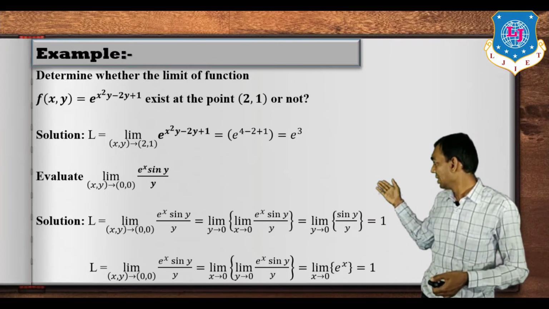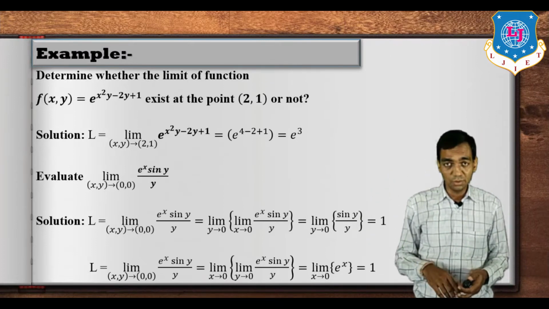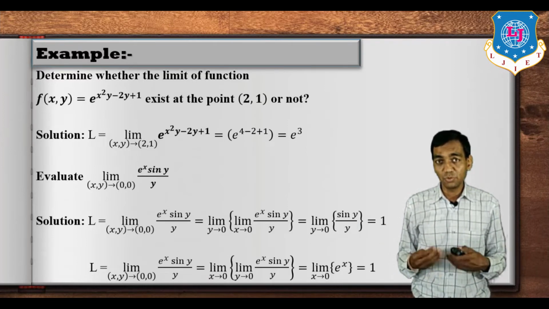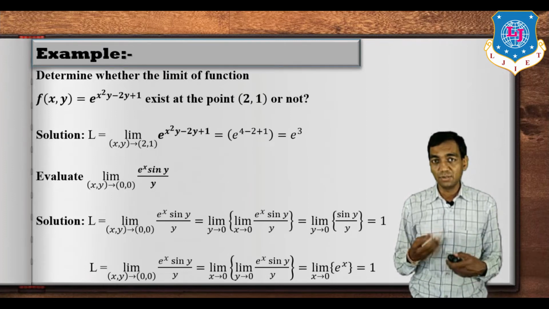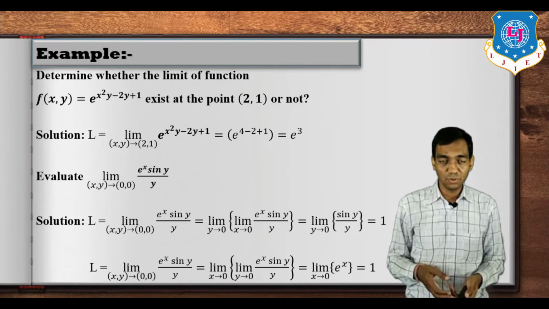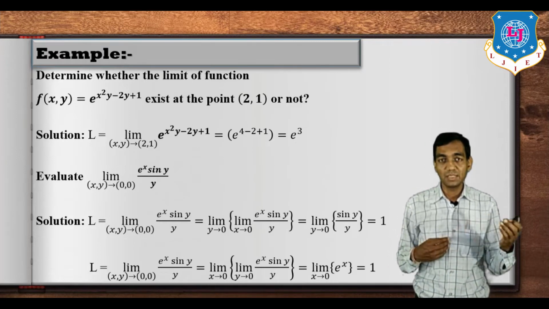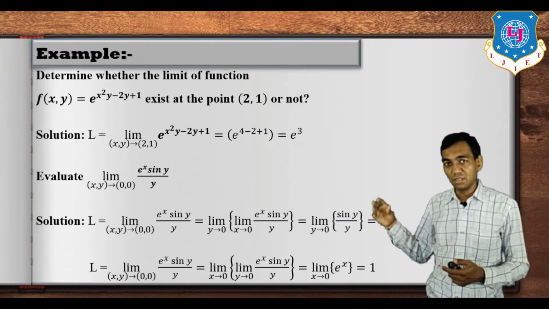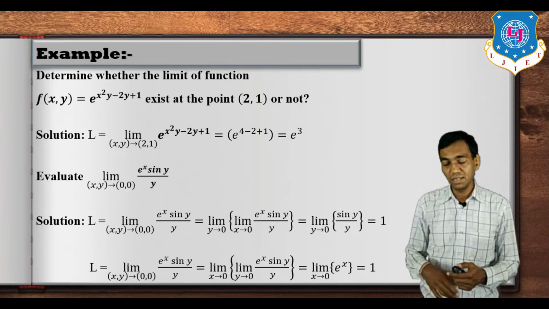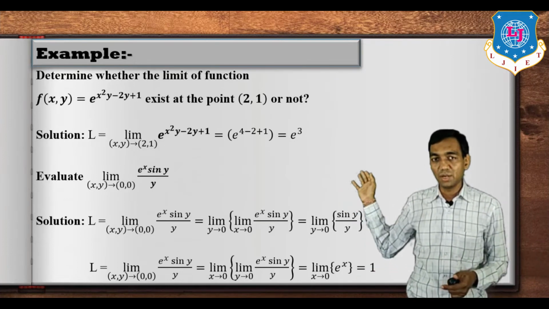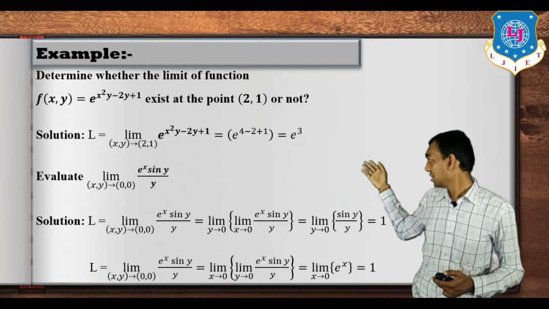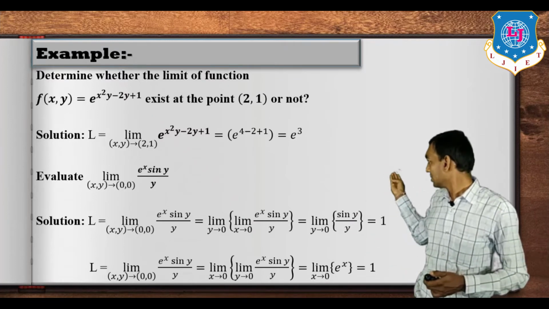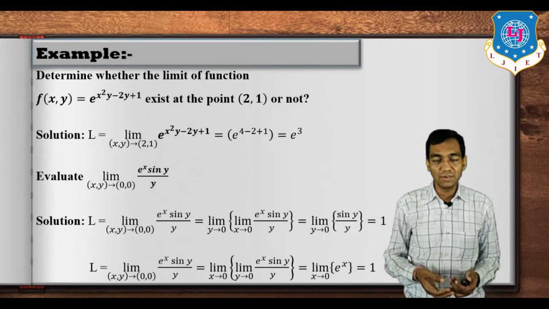But in the case of the second example, the limit as (x, y) tends to (0, 0) of e^x times sin y upon y. In this case, if you put in the value, then e^0 is 1, but sin 0 has a value 0 divided by 0, so the 0 by 0 form is there. So we are going to apply the iterated limit. That means first limit x tends to 0, then secondly limit y tends to 0, and vice versa, first limit y tends to 0, secondly limit x tends to 0. In the first case, limit y tends to 0, limit x tends to 0, e^x times sin y upon y. And e^0 has a value 1, so you will have limit y tends to 0 of sin y upon y.